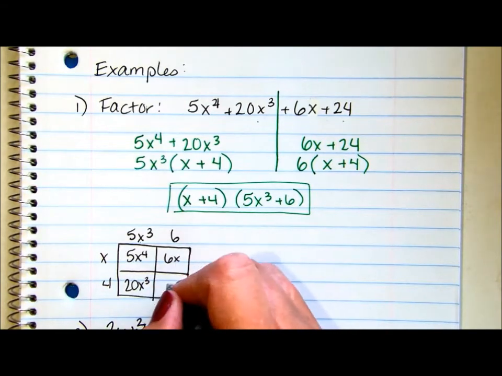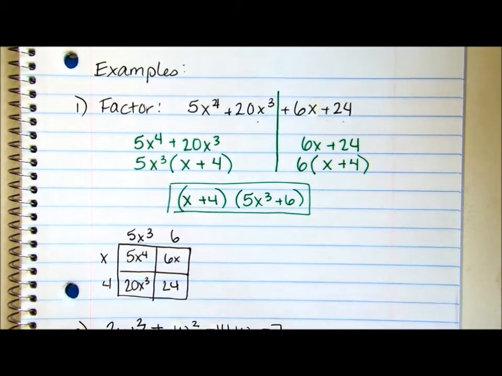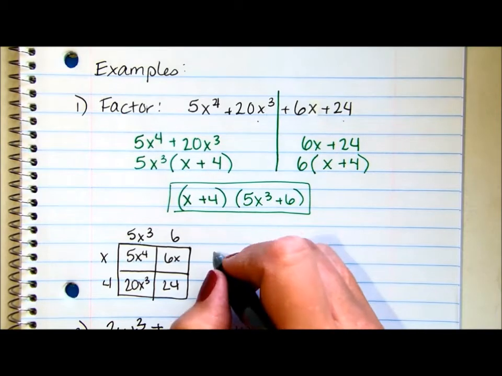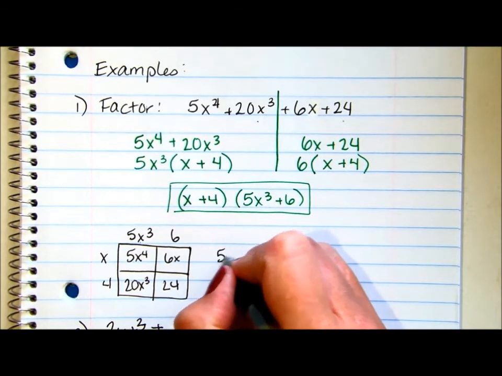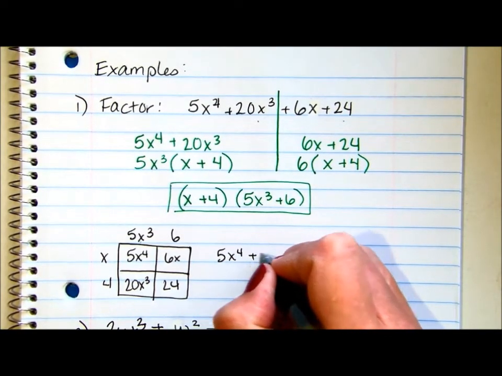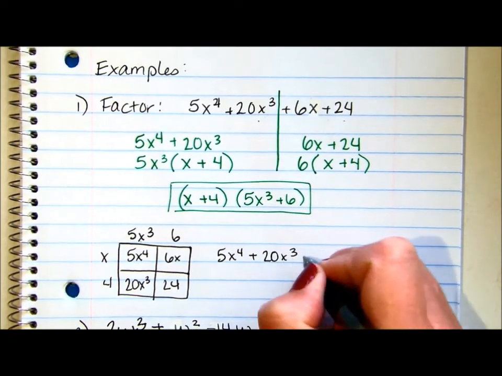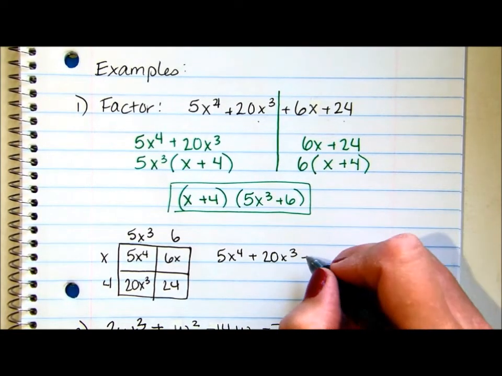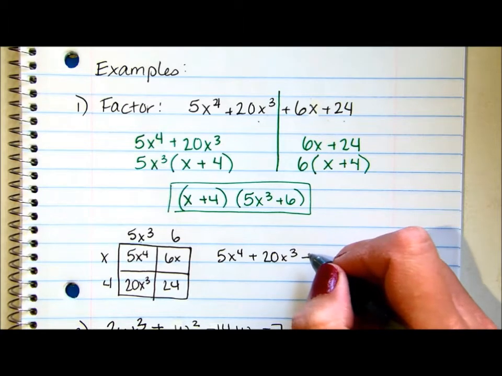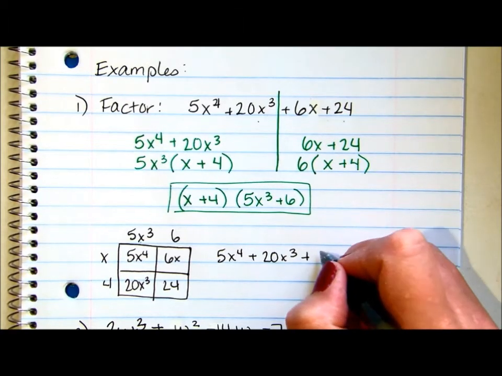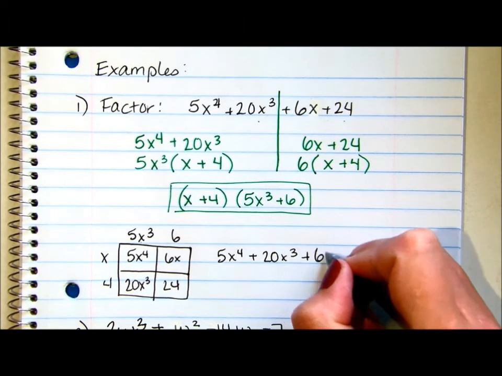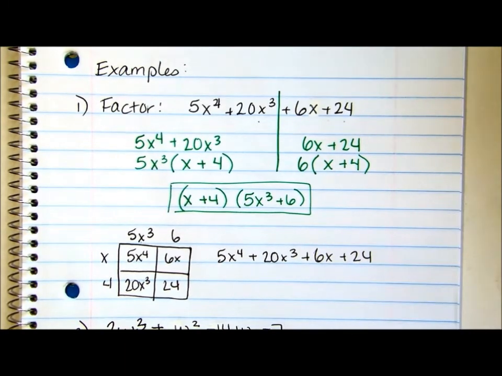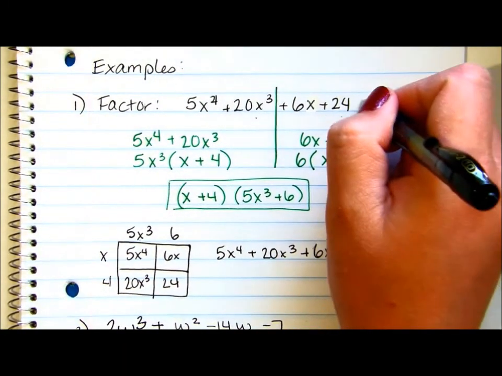Now, writing this out, all of my terms happen to be identical to my original problem. So therefore, I know that the x plus 4 and the 5x to the third plus 6 is my final answer. Once again, because these two match, this is my final answer.